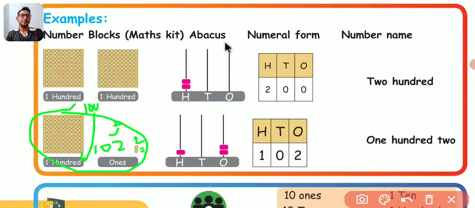In the abacus, how do we represent it? The 2 is in which place? Ones place. Therefore, in ones we have to put 2 beads. 1, 2. Then the tens place is what? 0, so there are no beads. In the hundreds place, how many beads? 1 bead, so we put 1 bead. So this is the numeral form 102. This is the number name for 102. That's all.